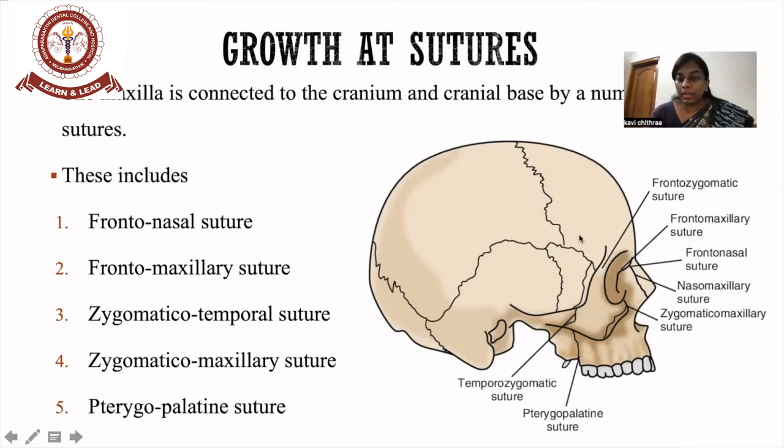Imagine all the sutures were erratically positioned in other directions. This would cause the maxilla to grow in all the dimensions.